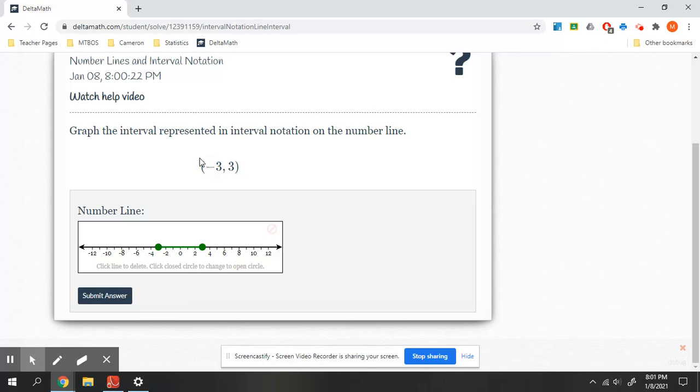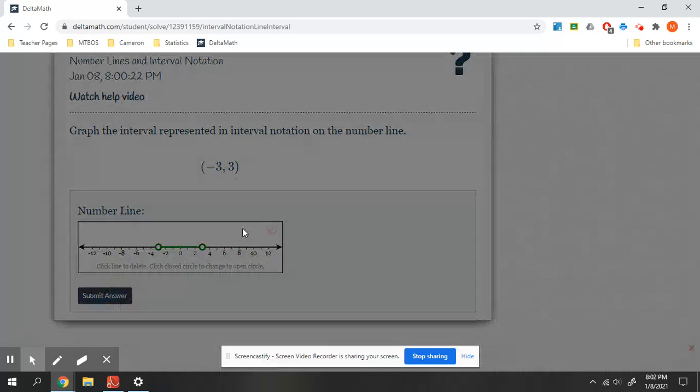Now, if these were brackets like this, like a bracket, then that would be like a less than or equal to or a greater than or equal to, and then we would include those. However, these are just parentheses, so this is very similar to our less than or greater than sign. We do not want to include these points. So from -3 to 3, not including -3 and 3.